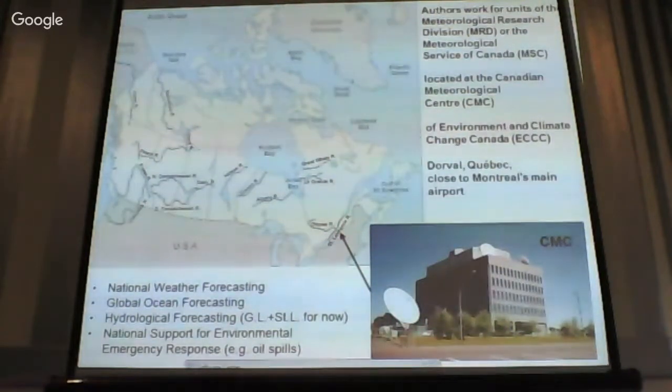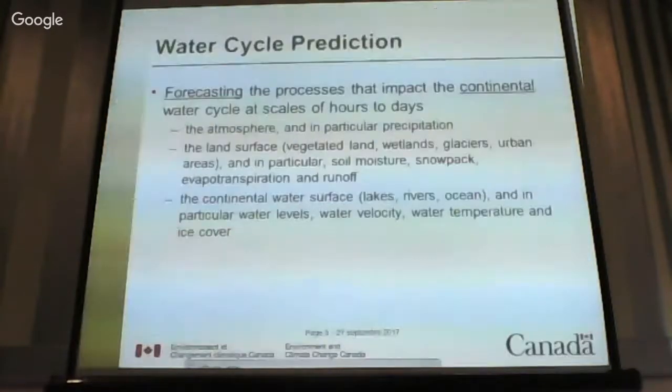So that's about here, and we're in this nice concrete building overlooking 10 lanes of highway. Nothing nice like here. Going back there, unfortunately. So we're responsible for weather forecasting, ocean forecasting, hydrological forecasting, and also environmental emergency response, so oil spills, but also air quality and air pollutants in general.